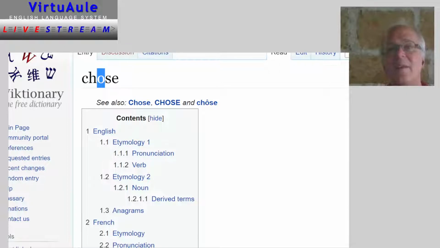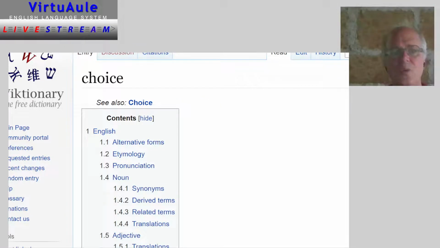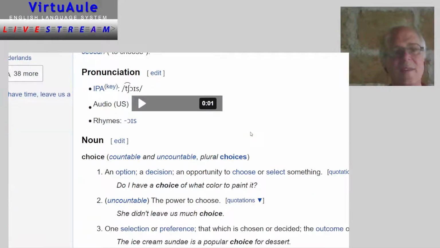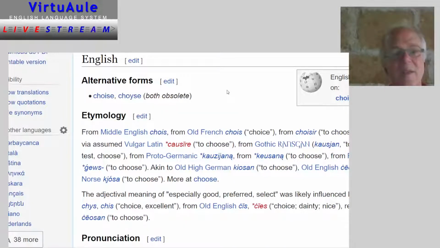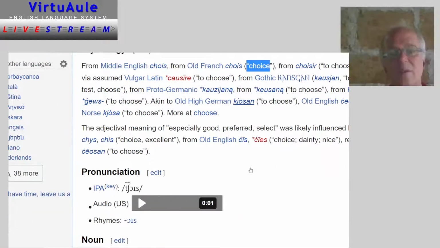And another word that we want to look at is choice, because we've seen choose and chose. Let's look now at choice. This is another word that is commonly confused. This is a noun, and you see it comes straight from French, choix, choisi, and from Latin, and so there are some kinds of etymology that makes it easier for some languages to remember.